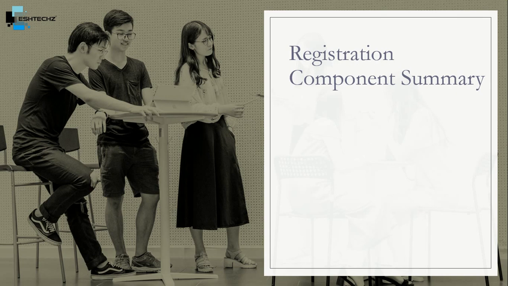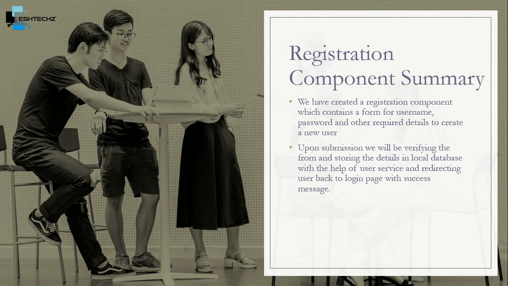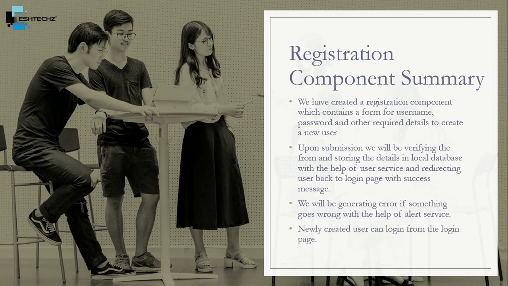So the registration component summary is, we have created a registration component which contains a form for username, password, and other required details to create a new user. Upon submission, we will be verifying the form and storing the details in the local database with the help of the user service and redirecting the user back to the login page with a success message using the message component service. And we'll be generating an error if something goes wrong with the help of the alert service. The newly created user can log in from the login page.